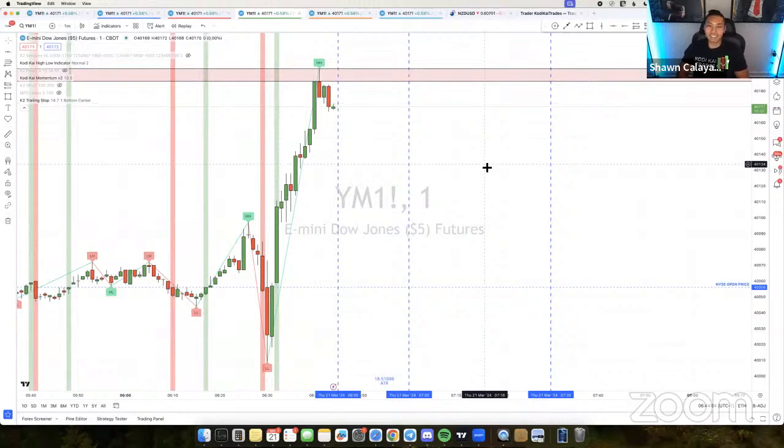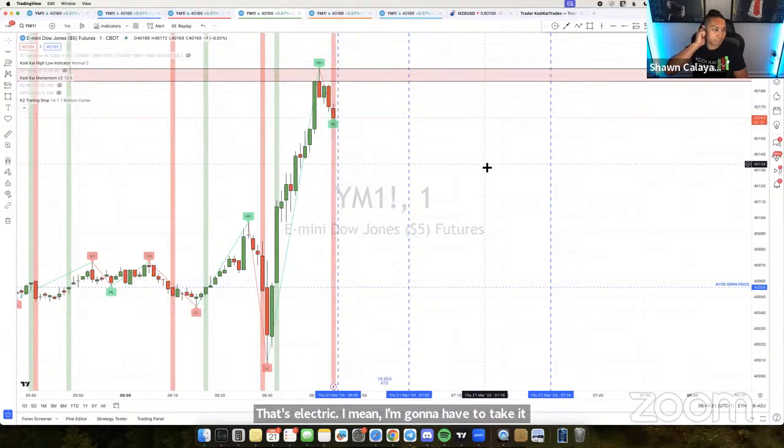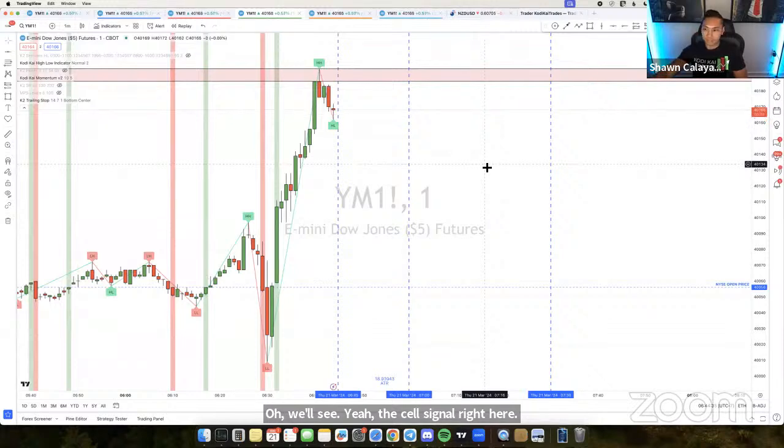This is tricky because I don't want this candle to be a sell signal, and then the next candle is going to be obviously the news candle. We have a penny sell signal on this candle right here. Yeah, it's a little tricky. I'm going to have to take it regardless. Well, we'll see. Yeah, the sell signal right here.